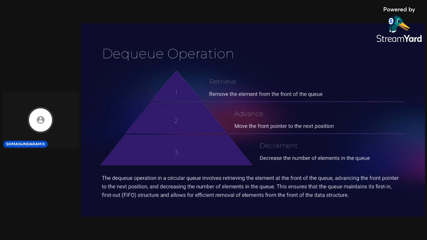DQ operation. Retrieve, remove the element from the front of the queue. Advance, move the front pointer to the next position. Decrement, decrease the number of elements in the queue.